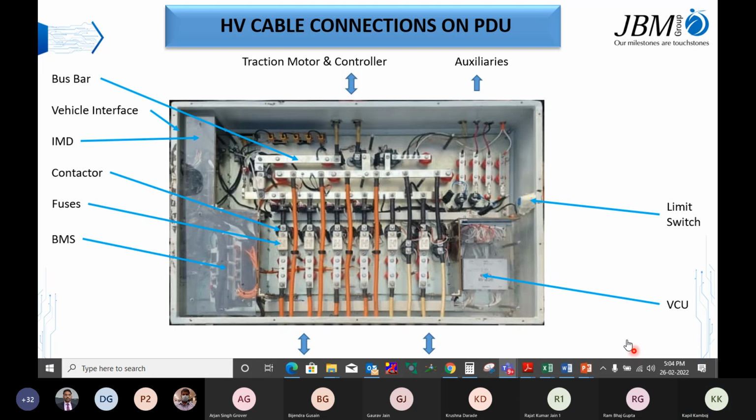Okay, sir. So in this case, the fuse will always ensure that in the condition of higher voltage or current, the fuse only will blow, or will it sometimes affect the contactor also? No, it definitely will blow.